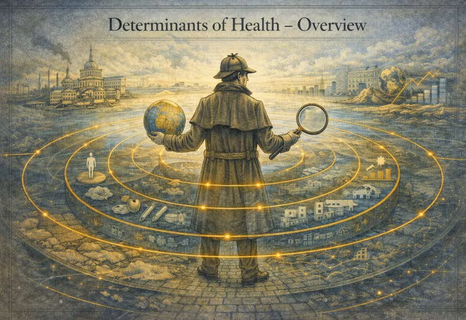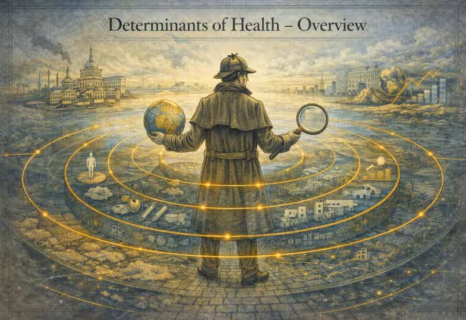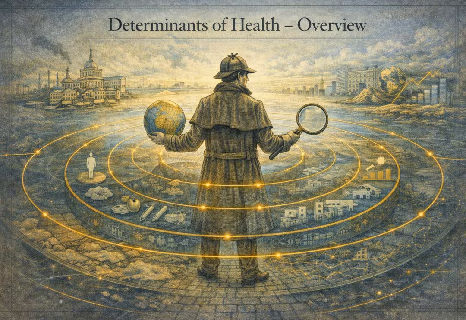Determinants of Health Overview. Byline: Beyond biology, the layered architecture of why populations thrive or suffer. Episode description: Health does not begin in hospitals. It begins in homes, schools, workplaces, neighborhoods, and policy chambers.